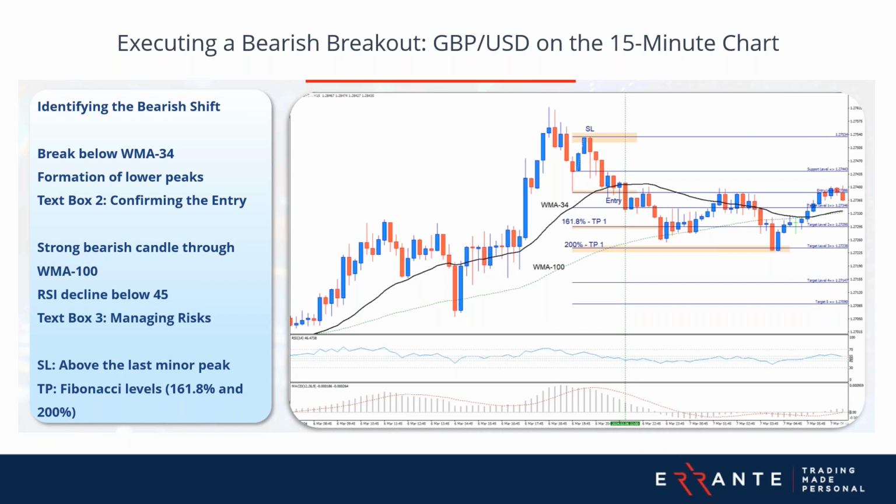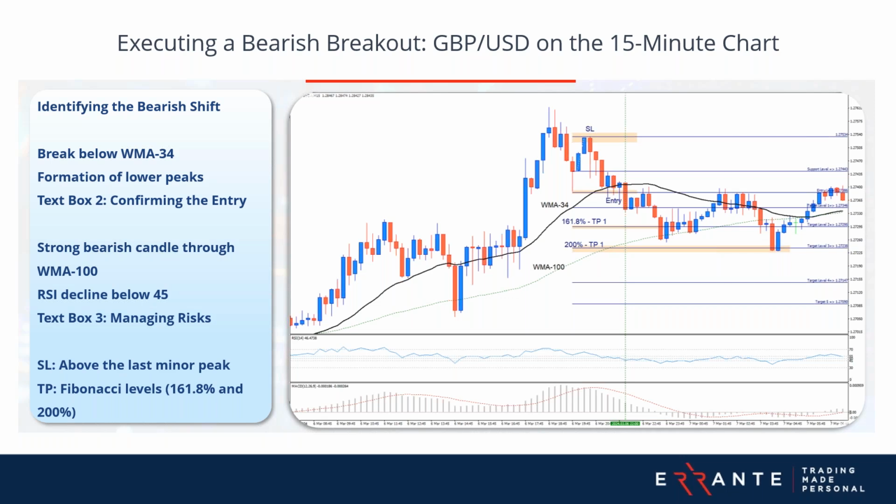Then let's look at the risk management protocols. With the entry signal established, setting up an effective risk management strategy is crucial as always. The stop loss, or SL, is strategically placed just above the last minor top, providing a buffer against potential false breakouts or brief price retractions. The take profit, or TP, levels are determined using Fibonacci retracement tools, specifically at the 161.8% and 200% levels, allowing us to capitalize on the anticipated price move while managing our exposure to risk.